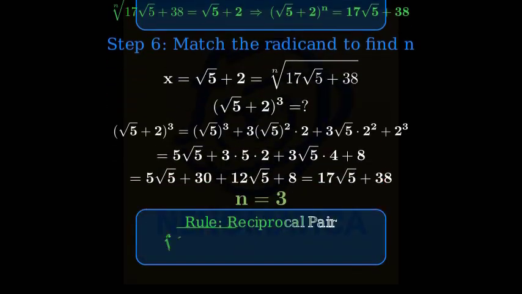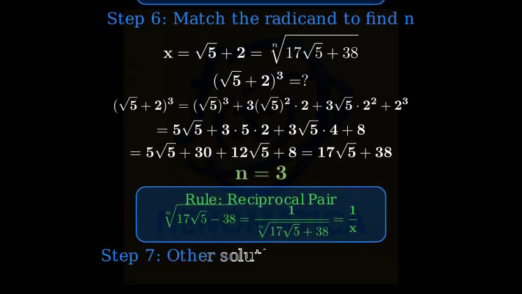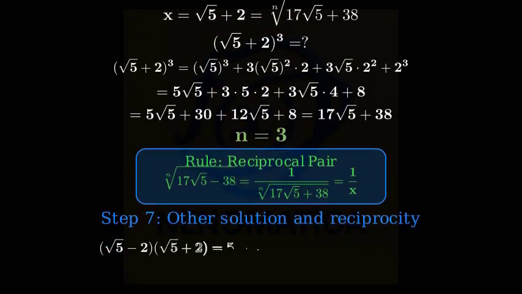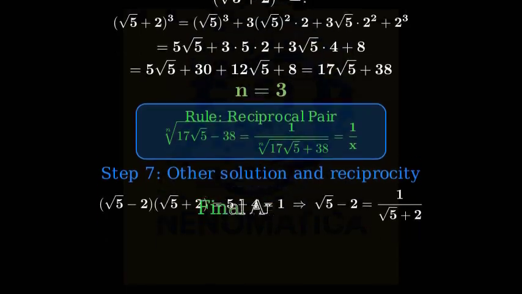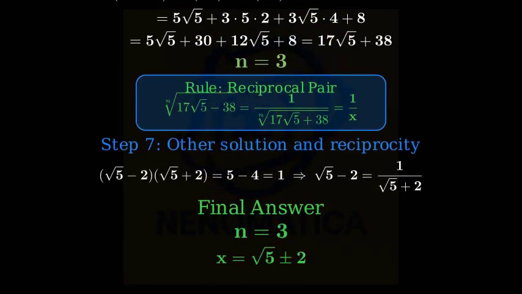Step 7. Observe the reciprocal relation. Because the product of the two nth roots is 1, the second term equals 1 over x. Indeed, square root of 5 minus 2 equals 1 divided by square root of 5 plus 2. That matches the other radical expression. Final result. The equation holds for n equals 3, and the substitution yields x equals square root of 5 plus or minus 2. Great work!